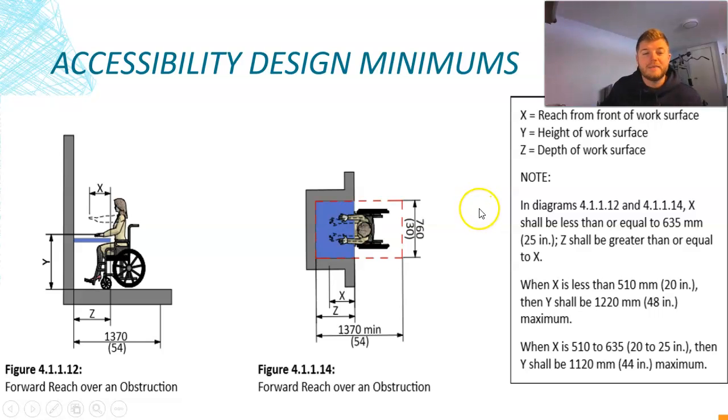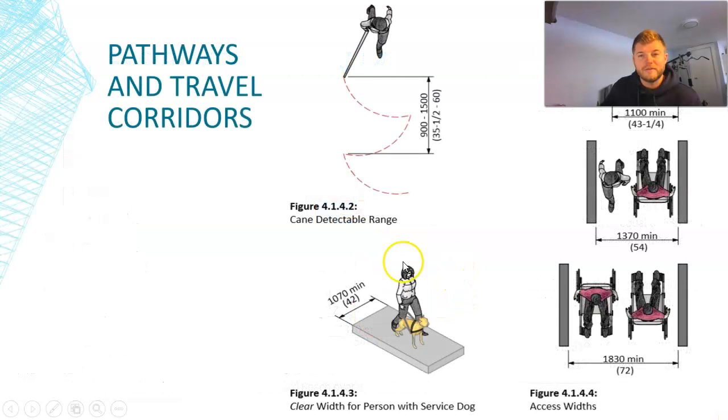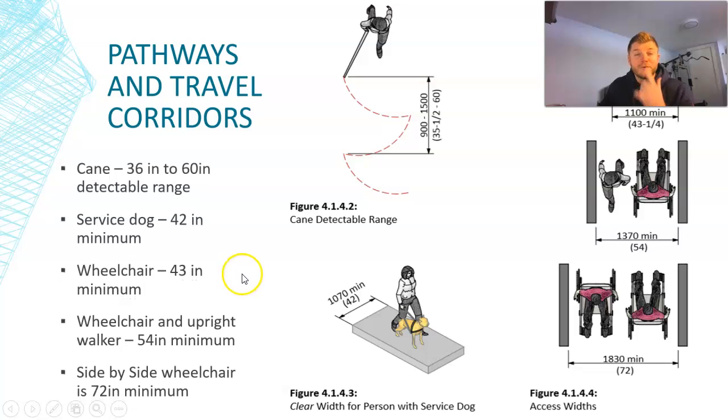As far as work surfaces, we have the forward reach over an obstruction and another forward reach over an obstruction. It gives you some more information here as far as the amounts that are required. I won't go too much into these. This one here is probably the most important when we have travel corridors, which we're going to use a lot.